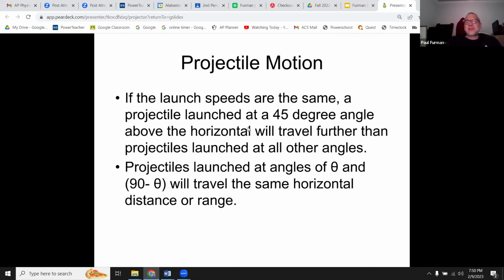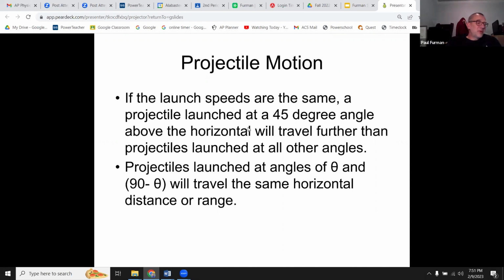You may get a question at some point that talks about maximum range. As it turns out, a 45-degree angle is going to give you the maximum horizontal range. Any angle greater than 45 degrees will travel higher, certainly, but not as far horizontally. An angle less than 45 degrees isn't going to spend as much time in the air. It's not going to go as high, nor will it go as far.